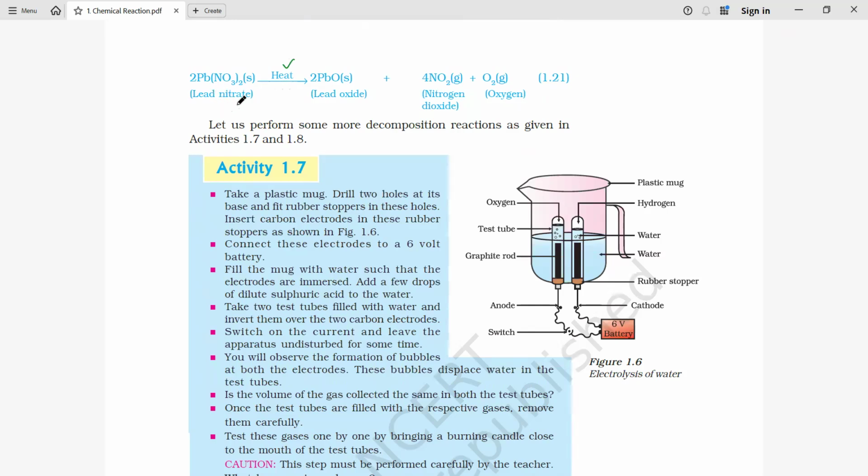Pb(NO3)2, again you have to balance that, you know how to balance. The main thing: first when we are writing the reaction, we have to write Pb(NO3)2, lead nitrate, when heat is applied. Finally what we are going to get is lead oxide, that is PbO, plus nitrogen dioxide plus oxygen. So like this, first we'll write the reaction, later we'll balance. So this is also an example of what?